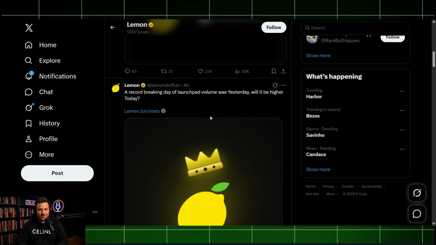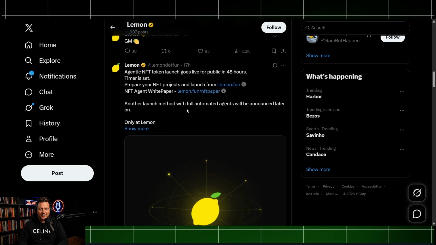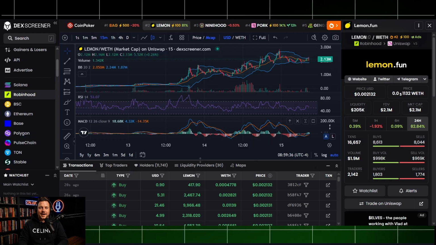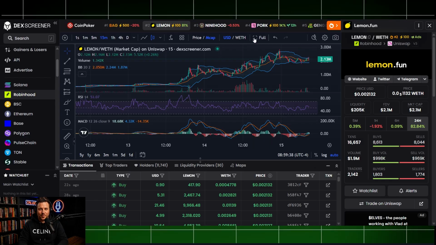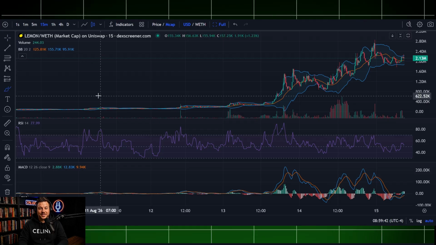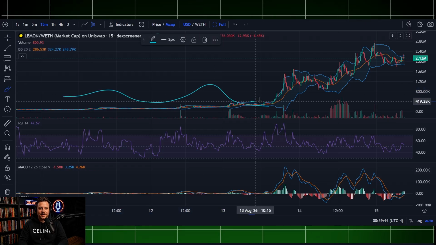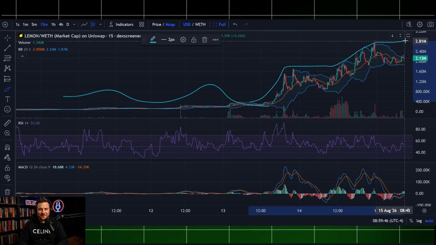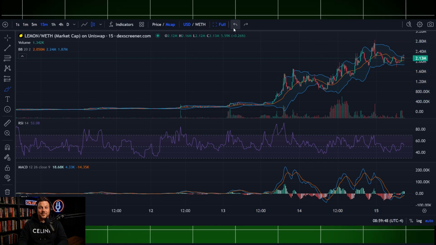Because once a meme coin survives the chaotic microcap phase and starts building an actual brand and community, the chart can become much more interesting. Instead of random pumps and dumps, you can start seeing accumulation, consolidation, breakouts, and retests. And that's where technical analysis becomes useful.